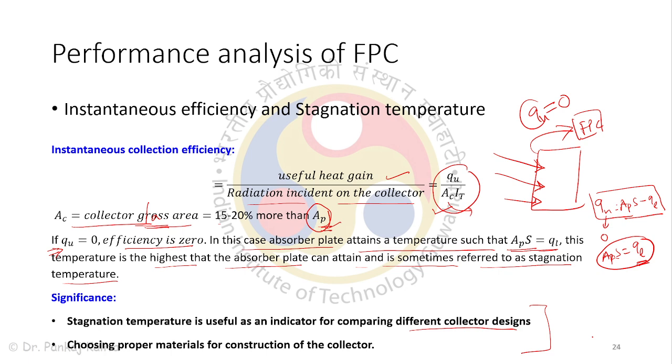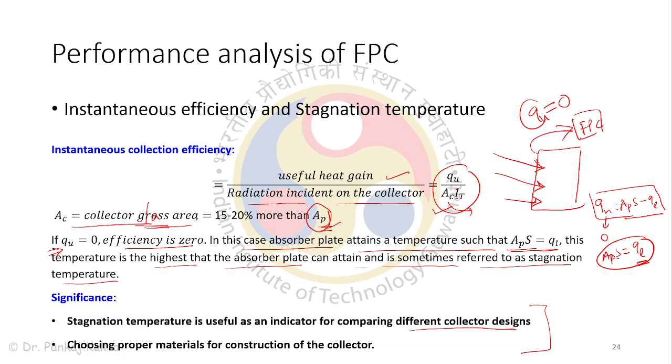Now, performance analysis of flat plate collector. As we have just seen the collector efficiency, right? The instantaneous collection efficiency will be the useful heat gain upon the incoming radiation incident on the collector. So it will be Qu, the useful heat gain, upon your incident flux into the area of the collector, right?